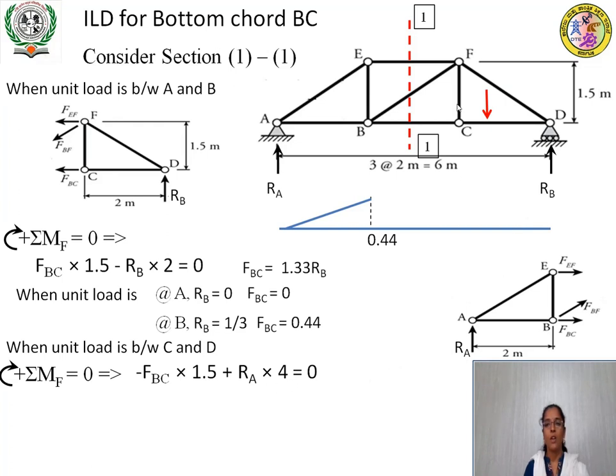Minus FBC into height is 1.5, and then RA is inducing clockwise moment about F. Therefore, RA into, F is at this position, so perpendicular distance is 4 meter. RA into 4, that is equal to 0. So if you simplify, FBC is equal to 2.67 times of RA.